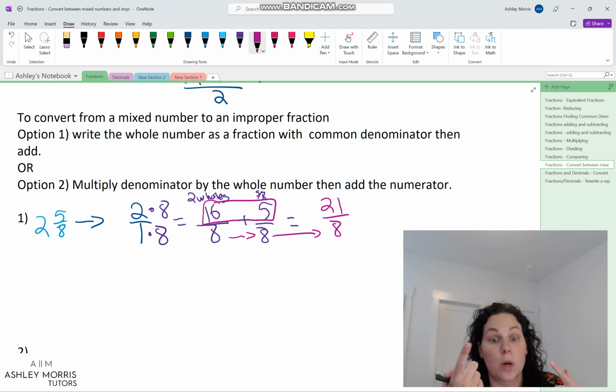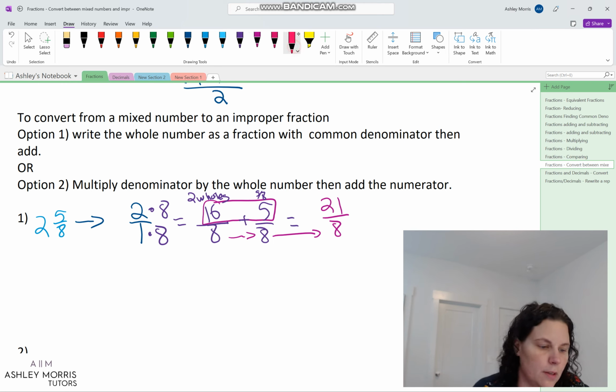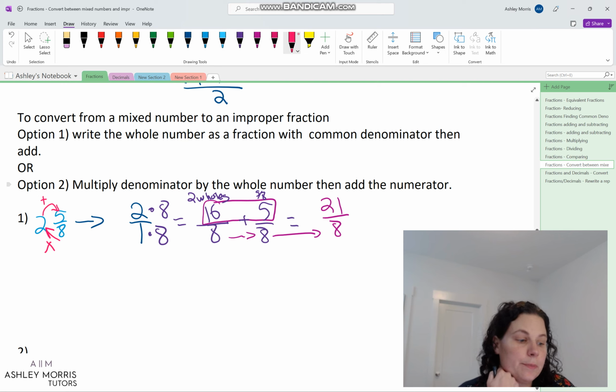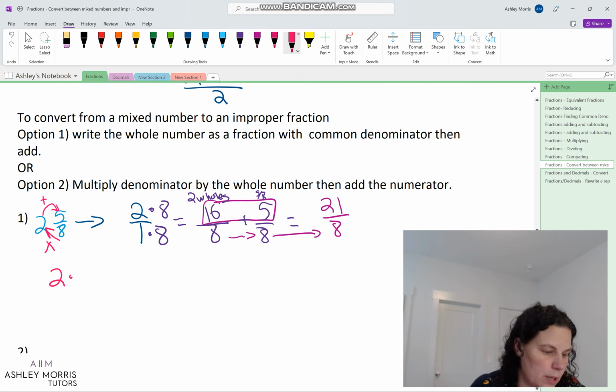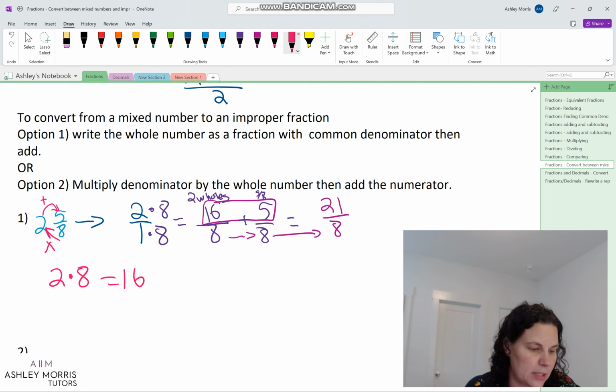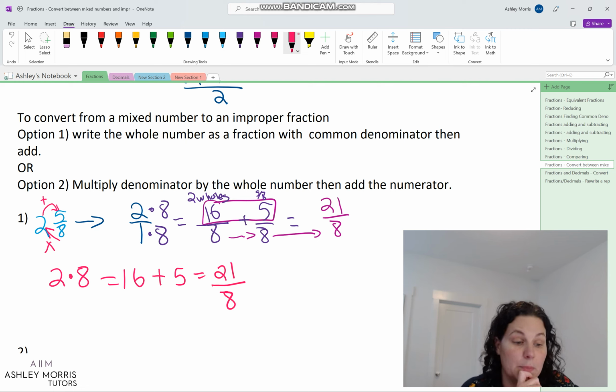So now let me show you the shortcut. We're going to multiply the denominator times the whole number and then add the numerator. So we're going to do 2 times 8, that's the whole piece times the denominator, which is 16. And then when we get 16, we're going to add the numerator. That will give me 21. And then don't forget to put the denominator back on the bottom.